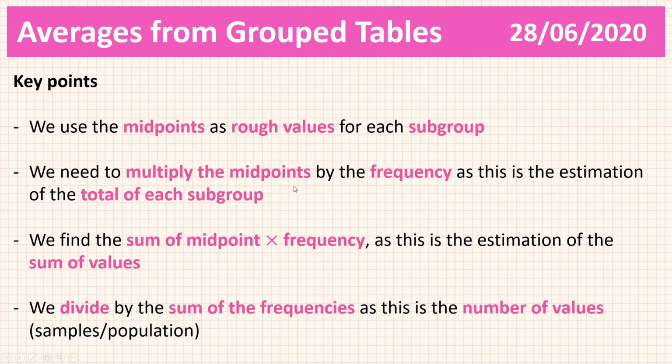We need to multiply the midpoints by the frequency to get an estimation of the total of each subgroup. So for example, there are 10 10s, we need to add them all together anyway, so we add them in each subgroup, so we make that next column in our table. The last thing we need to do is find the sum of the midpoint times the frequency, and that's the estimation of the sum of the total values. That's the estimation if we were going to use a regular table or a list. And then we divide by the sum of the frequencies, and that will give us our mean.